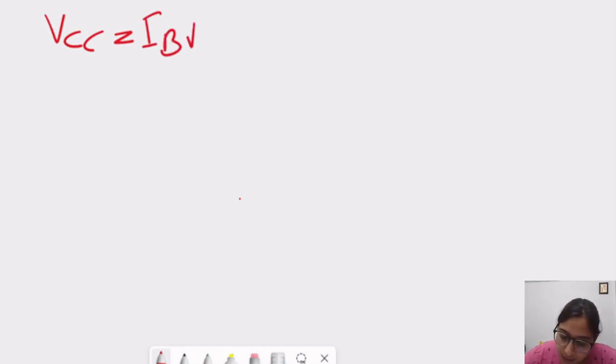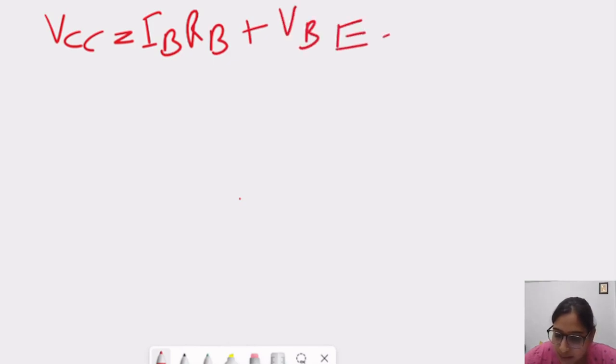Now we will check for the current gain beta. For current gain beta, similarly we will apply the KVL in the input loop. So VCC is nothing but IBRB plus VBE plus IERE.